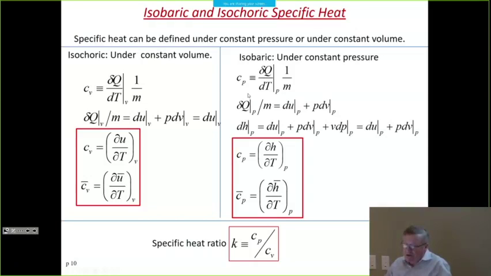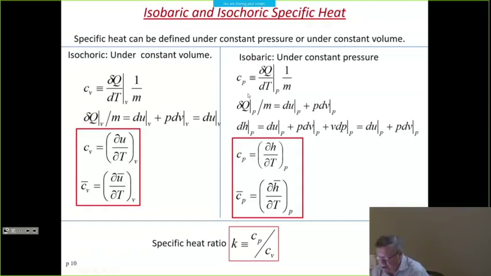Generally, because U is a function of pressure and volume, the derivative of U with temperature will depend on whether you take that derivative under constant volume or that derivative under constant pressure. This is the volume-specific heat. This is the pressure-specific heat. Now, let's look a little bit at what we do.